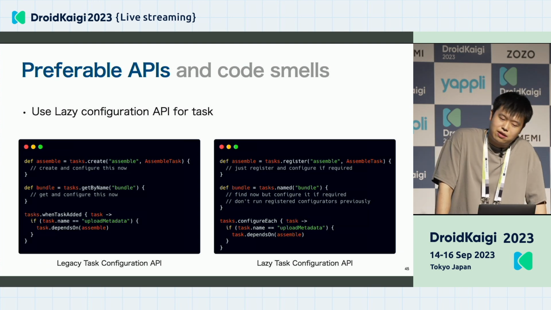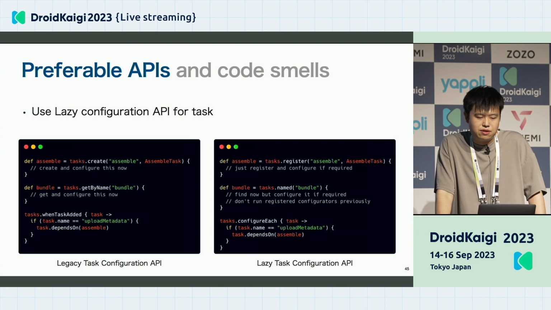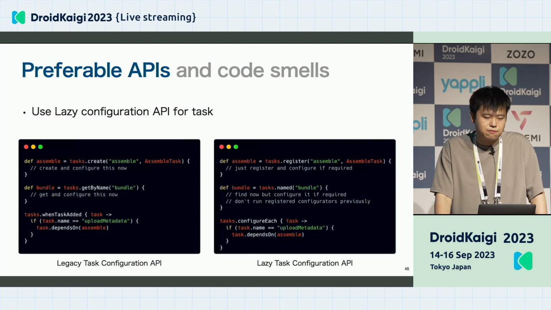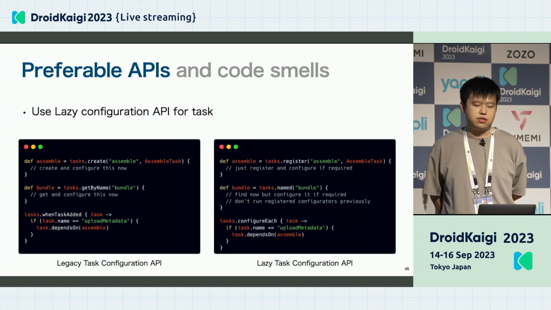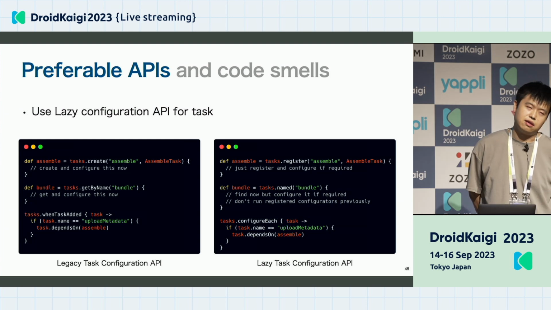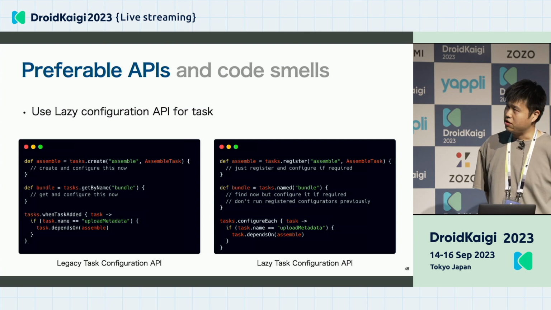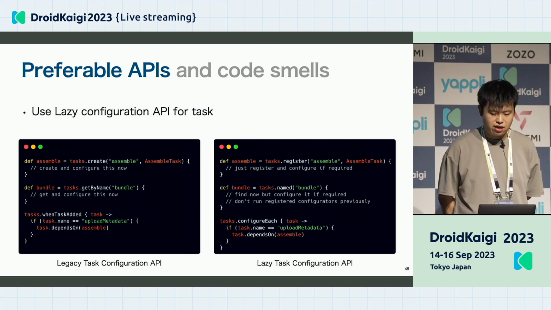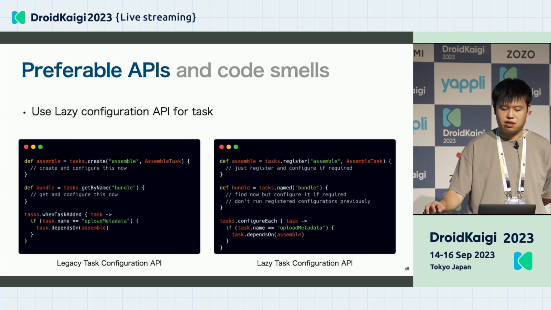For preferable APIs, you should use a lazy configuration API as much as possible. For example, you shouldn't call tasks.create, getByName, and whenTaskAdded. Please use tasks.register, named, and configureEach instead.